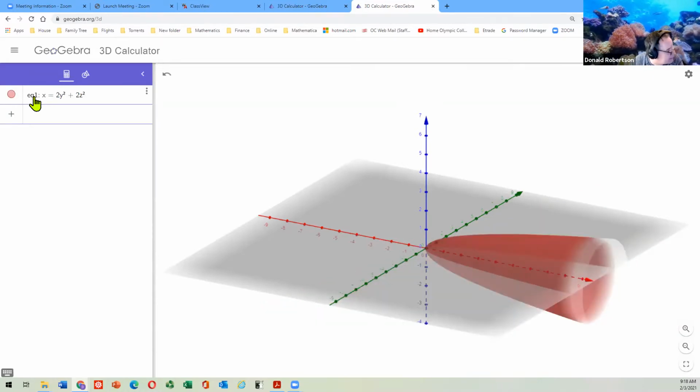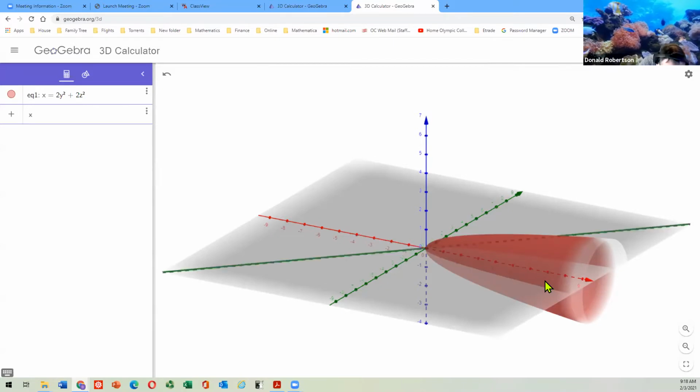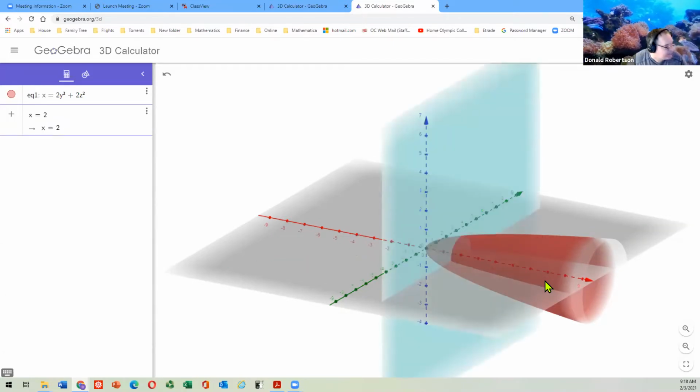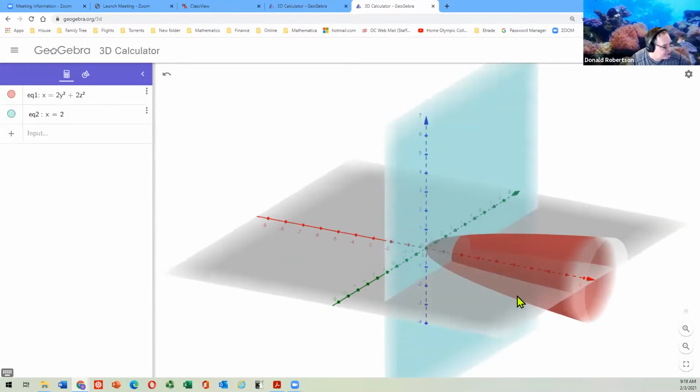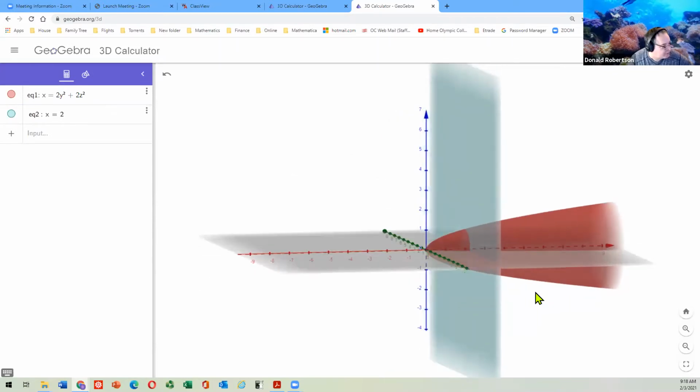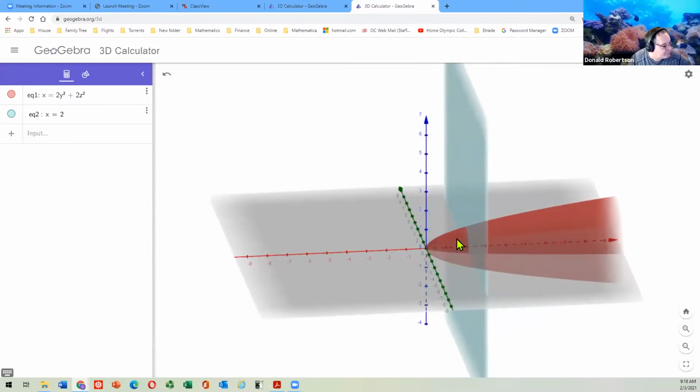Go like that, and you see it's a kind of sideways paraboloid, and then x equals 2 is just a plane. So the shape that we are trying to work with, the region we're trying to work with, is this little bump at the front. You see it?